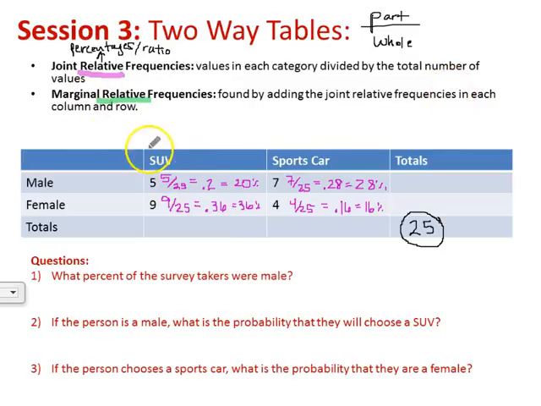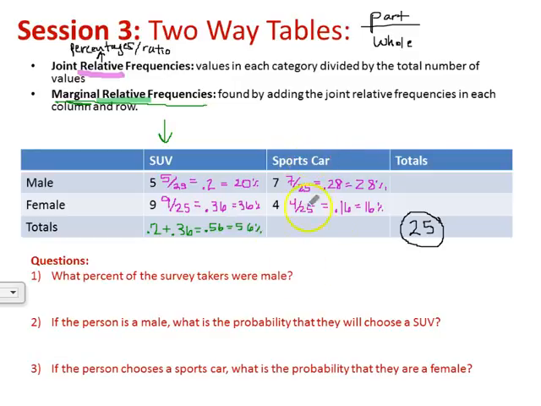So for example, if we want to find the marginal relative frequencies for SUVs, we're just going to add 0.2 plus 0.36, and we're going to get our total. We're not going to add the ratios. We're just going to do this for the decimals and the percentages. So when we add 0.2 plus 0.36, we get 0.56, which we know is the same thing as 56%.